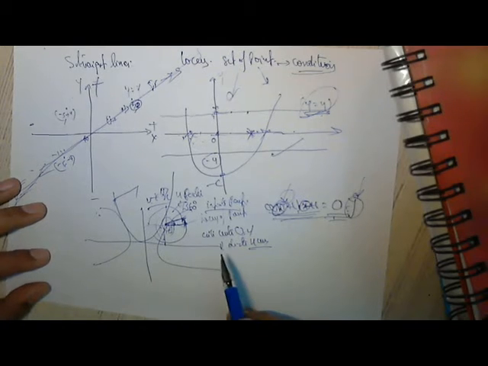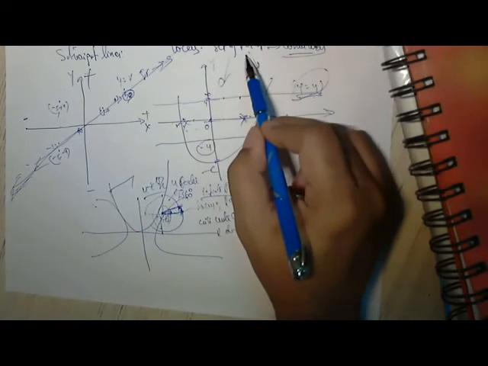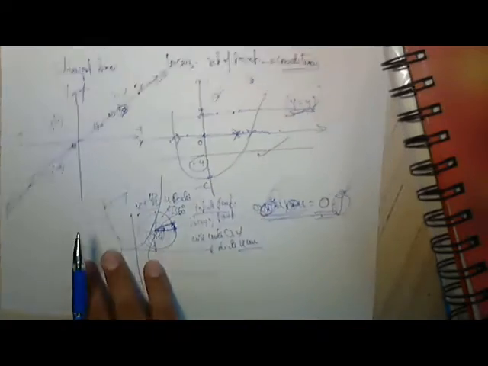So locus can be anything, that we will study later. But locus is a condition satisfying the points, and a straight line is one of the straight equations. Okay, let us come down to straight line revision.